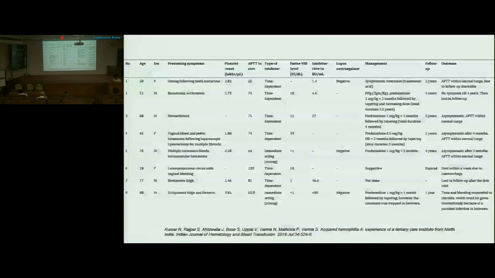So a retrospective study was conducted 15 years back in our department. 8 cases were categorized as acquired hemophilia A, and we can see here these patients had time-dependent inhibitor. However, 2 of these patients are said to have immediate acting inhibitor. As a dictum, factor 8 inhibitors are said to be time dependent, but in some cases it can turn out to be immediate acting, which I will be explaining later.